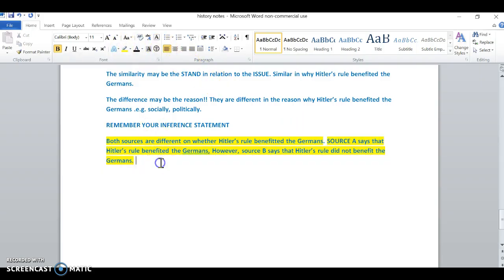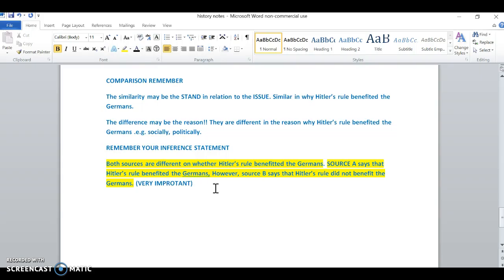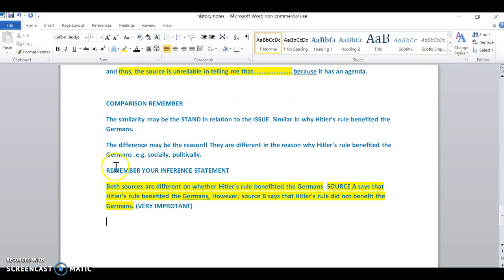This is very important. So please put it in. Okay, after that, then you go on to your evidence and explanation. Remember, this sentence is very important when you're doing comparison. And another thing is the stand: look at the stand and compare. There are similar stands or different stands, and the second part would normally be the reason why these stands are different.